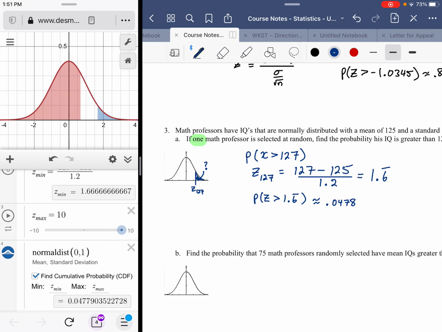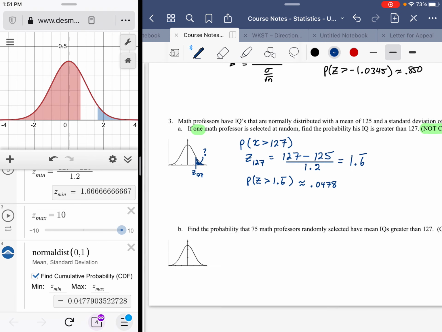0.0478. All right, so a little bit less than a 5% chance that if you select a person at random, that their IQ is going to be better than 127, assuming that all the IQs are distributed with a mean of 125 and a standard deviation of 1.2.